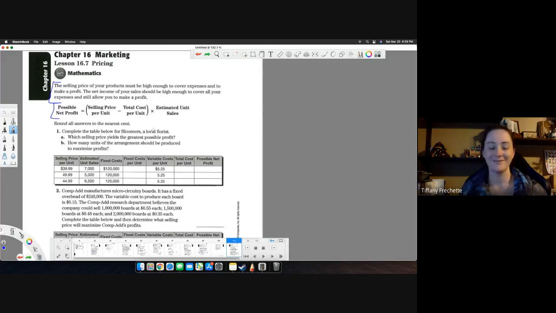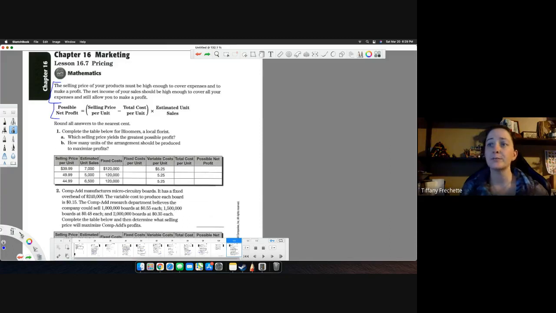Oh, sorry, didn't read the first sentence there. Complete the table below for Bloomers, a local florist. Which selling price yields the greatest possible profit? How many units of the arrangement should be produced to maximize the profits? All right. So what we want to do is just go across and multiply.